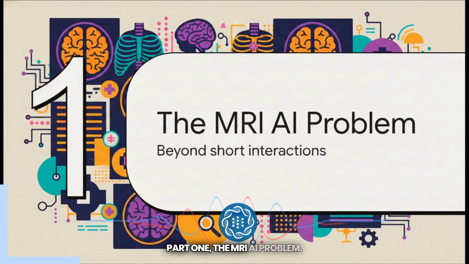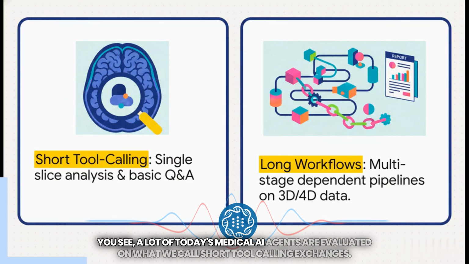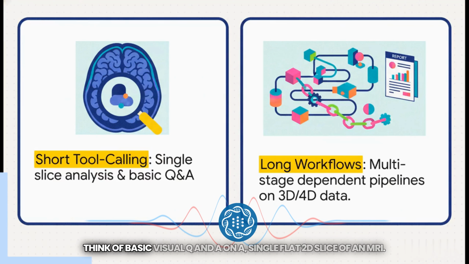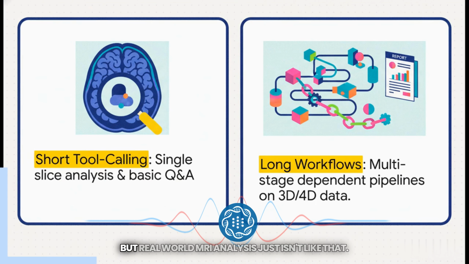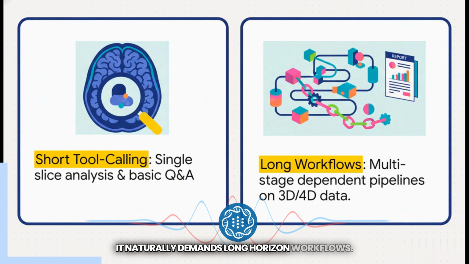Part 1. The MRI AI problem. Moving beyond short interactions. You see, a lot of today's medical AI agents are evaluated on what we call short tool calling exchanges. Think of basic visual Q&A on a single, flat 2D slice of an MRI. But real-world MRI analysis just isn't like that. It naturally demands long-horizon workflows.